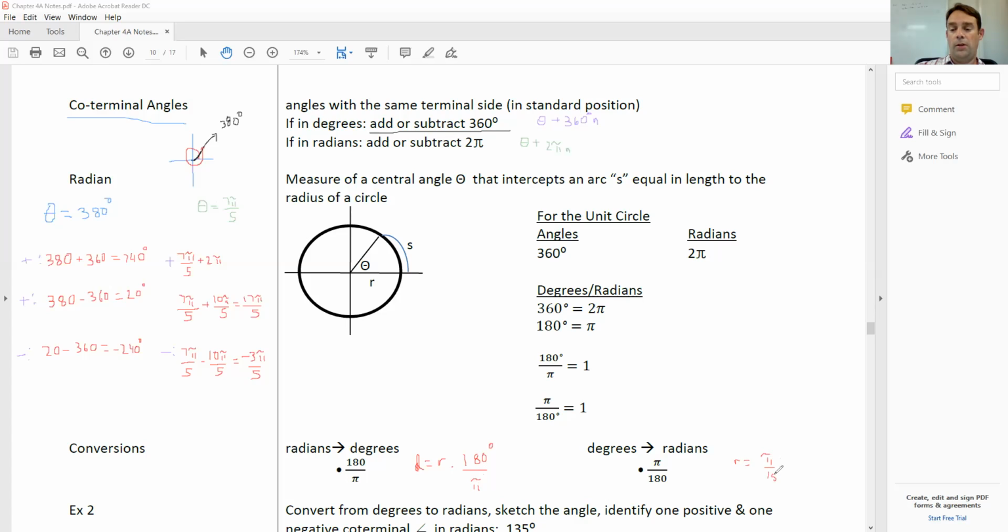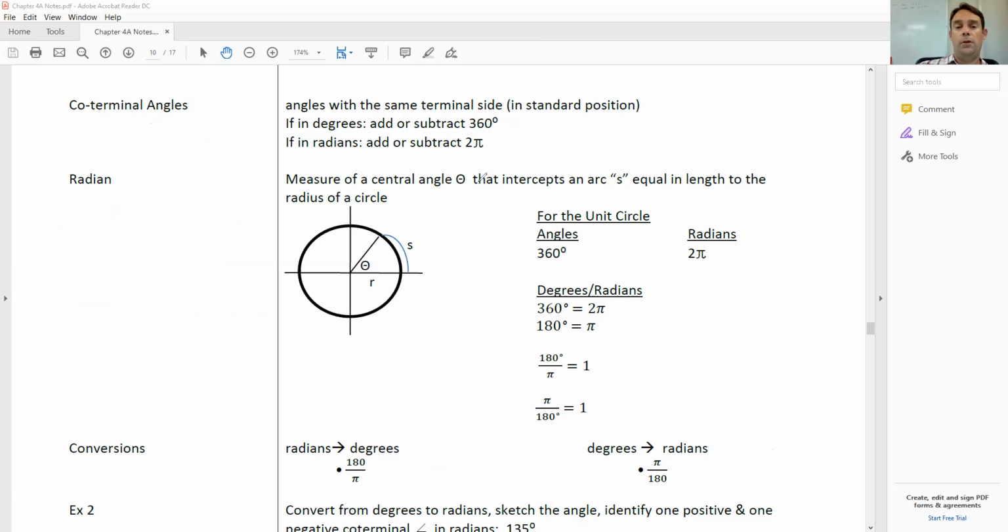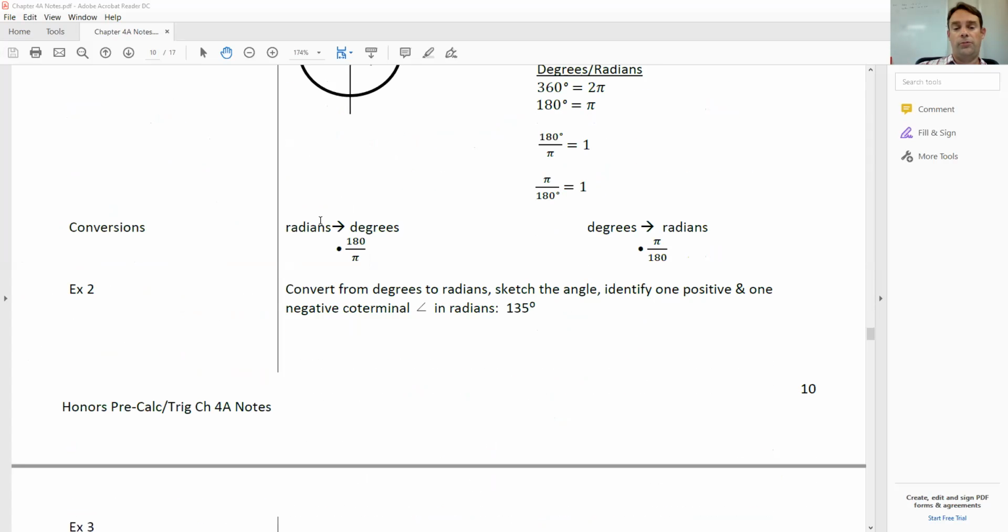I'm going to multiply it by the degree value. And it's a way for us to, again, convert radians into degrees and degrees into radians. So next up, we are going to do some conversions, friends.